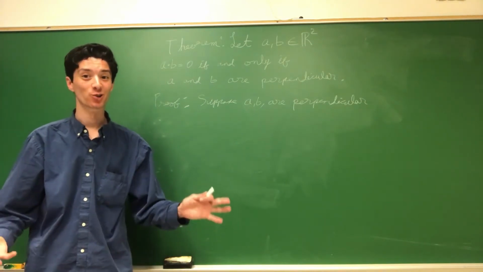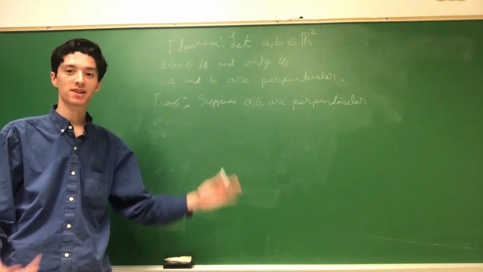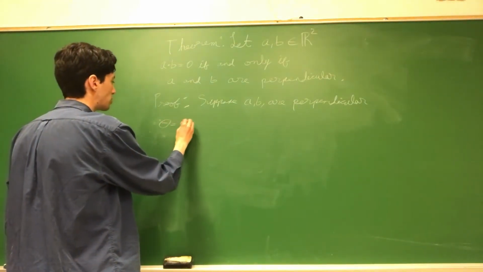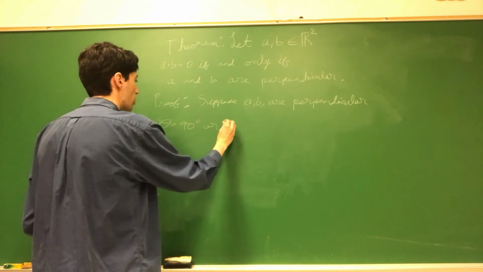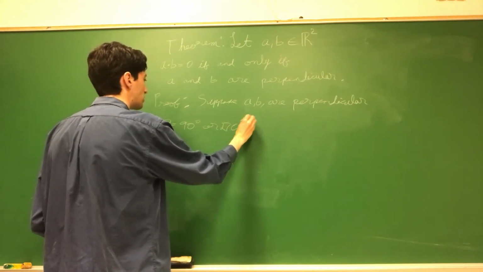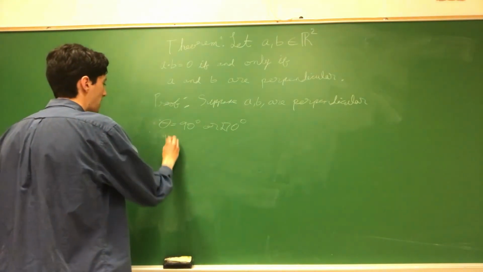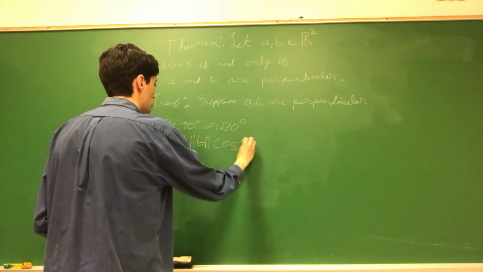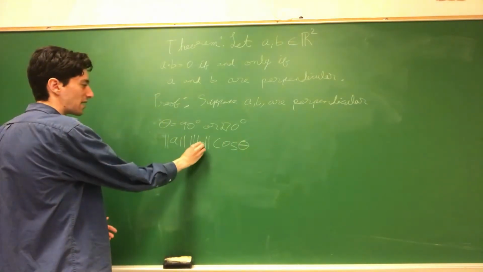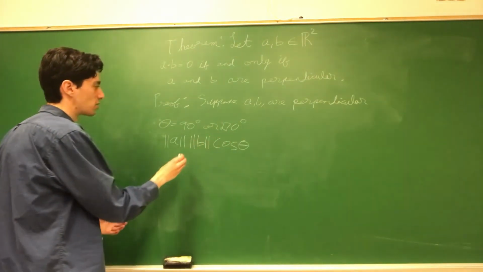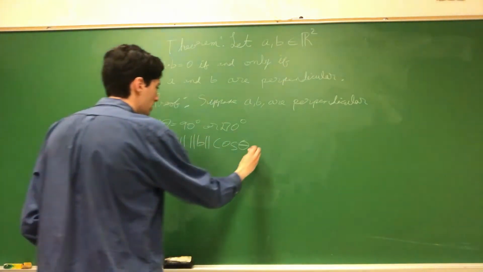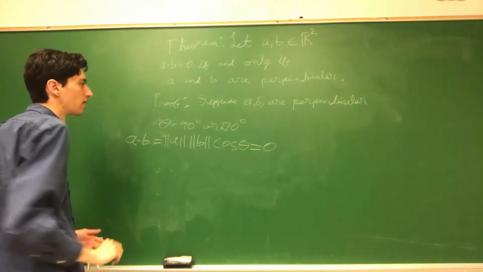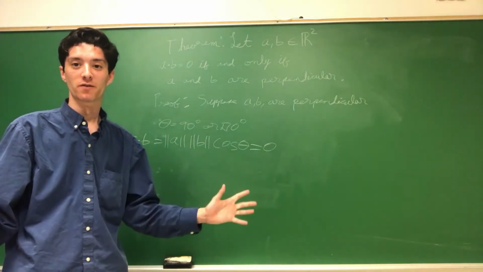Now we suppose the other direction. Suppose that A and B are perpendicular. And as we do in our diagram, this means that theta is equal to 90 degrees or 270 degrees. So therefore the magnitude of A times the magnitude of B times the cosine of theta is going to be the magnitude of A times the magnitude of B times 0, since cosine of either of these angles is 0. So this is 0. But of course this is equal to the dot product. So that shows this direction of the proof.